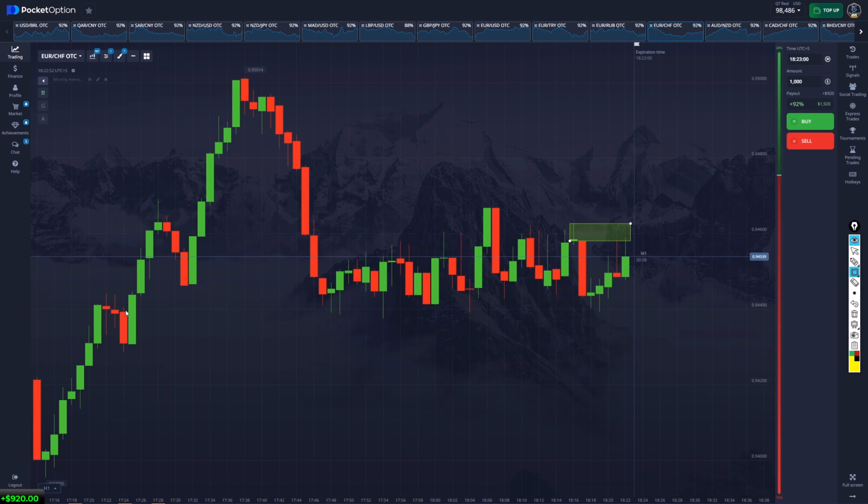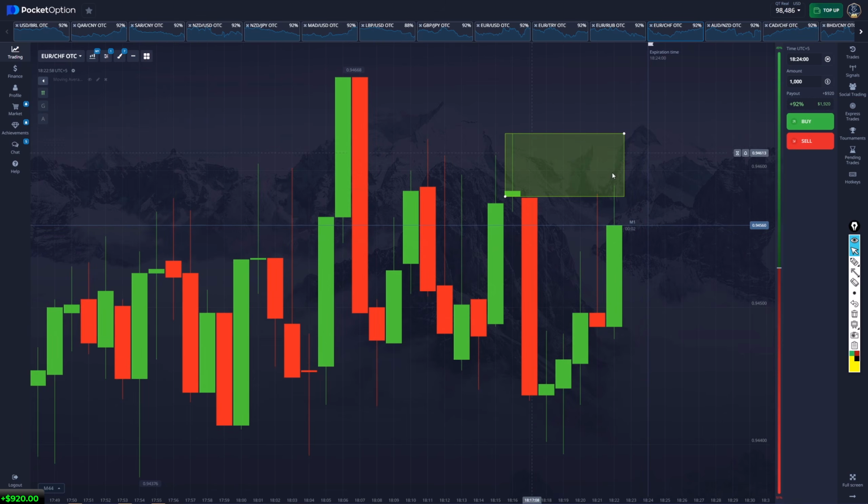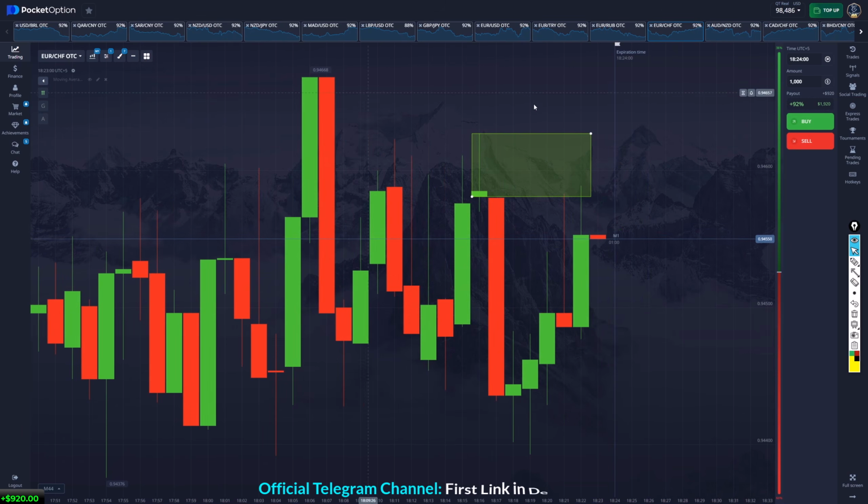All right, this is another demand area. See? Demand area, it reacted very well. So it's basically a combination of supply and demand, a common point of rejection.